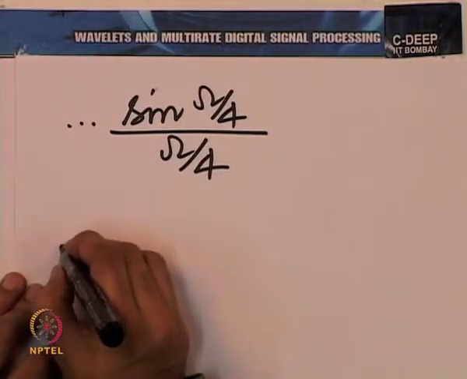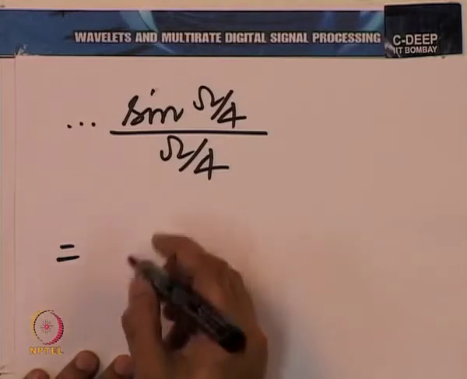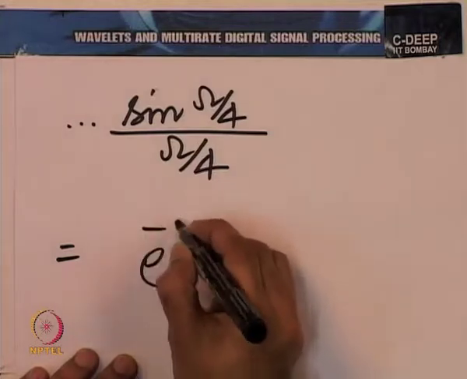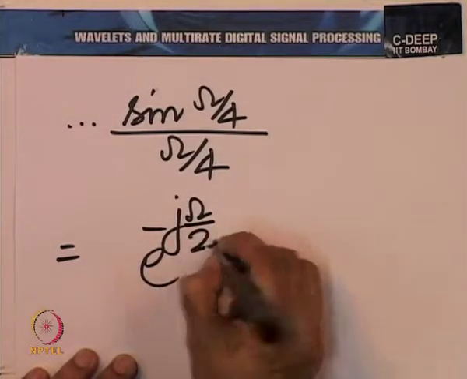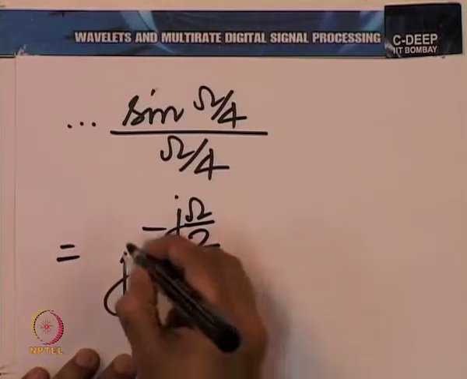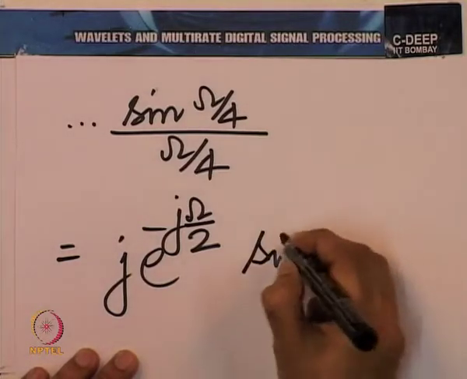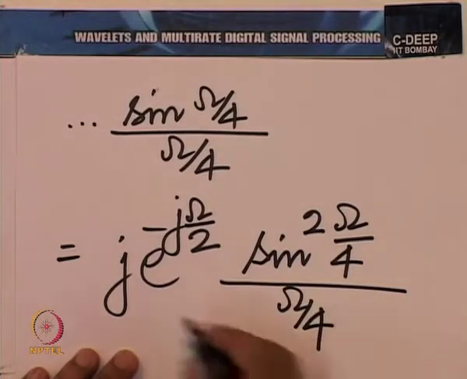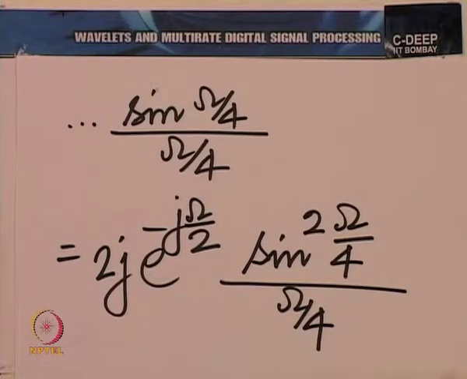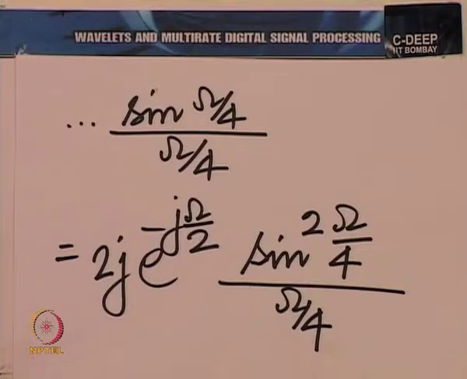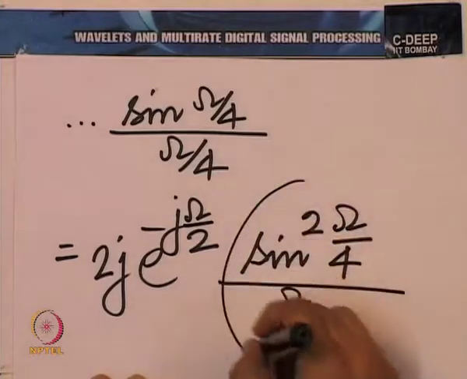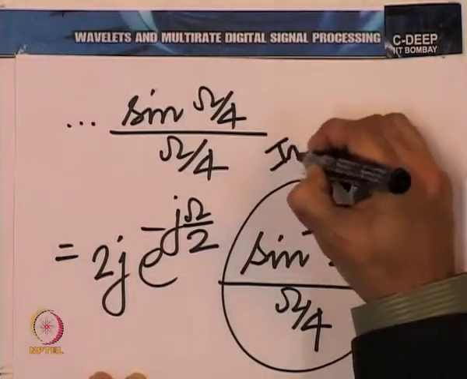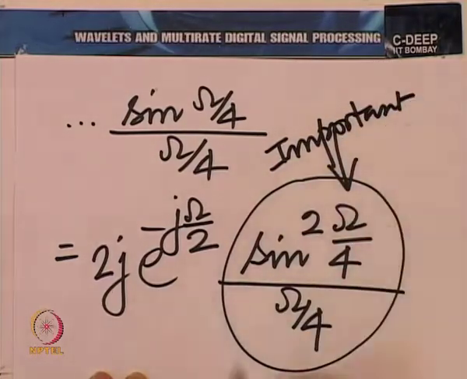In fact, let us multiply all this and put it together. So, I have e raised to the power minus j omega by 2 coming together, j there, sine squared omega by 4 divided by omega by 4, and a factor of 2 remains outside. So, what we need to focus on here is essentially this part. This is important. The rest of it is not, because it is this that really affects the magnitude seriously. The rest of it is essentially a constant magnitude.